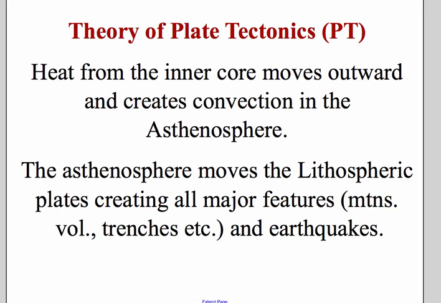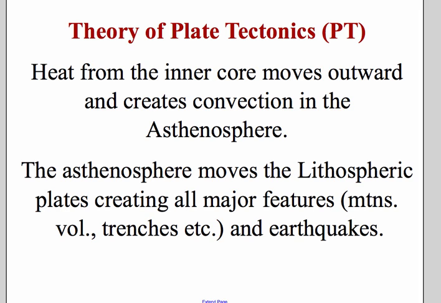So scientists back in the 1950s, 1960s started to look at continental drift and started to see how a lot of these ideas were actually really good, particularly with new information that they were finding out after Wegener's death. So heat from the inner core moves outward and creates convection in the asthenosphere. That's something that we're discovering, and the asthenosphere actually moves the lithospheric plates, creating all major features.